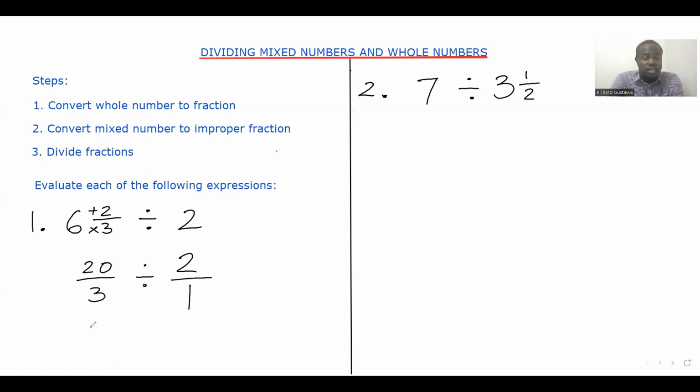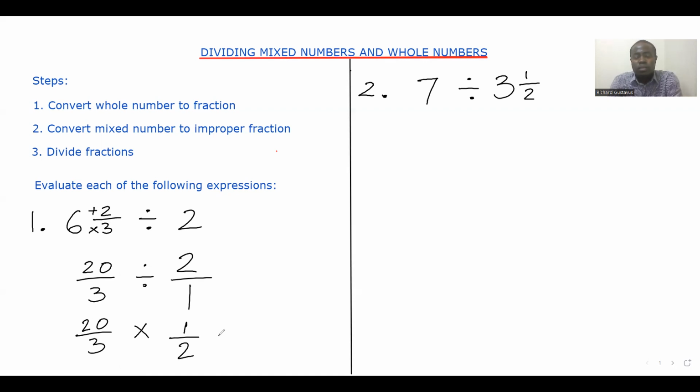write the first fraction as is, that's 20 over 3. We write that as is, then we change the division sign to multiplication. Afterwards, we reciprocate the second fraction. So the second fraction will now be 1 over 2. So the problem is no longer a division one, but now a multiplication one.